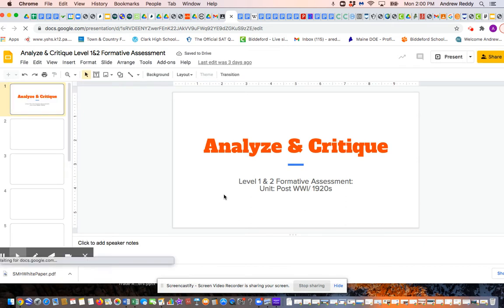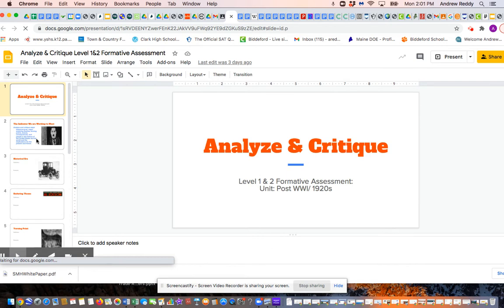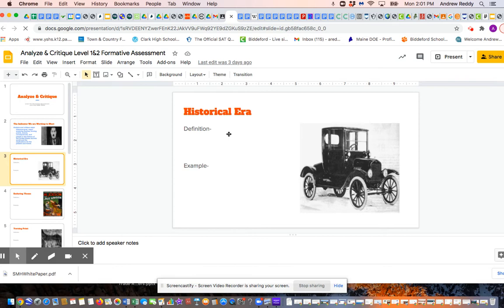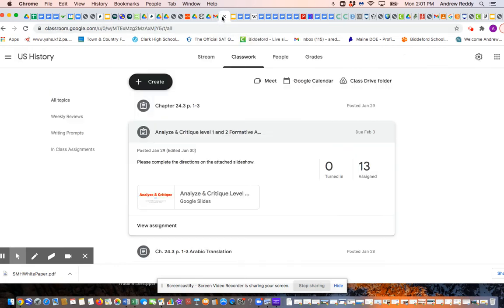Basically, what you are being asked to do is to partially meet this indicator, analyzing and critiquing major historical errors. So for each slide, you're going to define some of the terms that are within that indicator. Define what a historical error is, and then give an example. Where you're going to find this, I'm going to walk you through this.